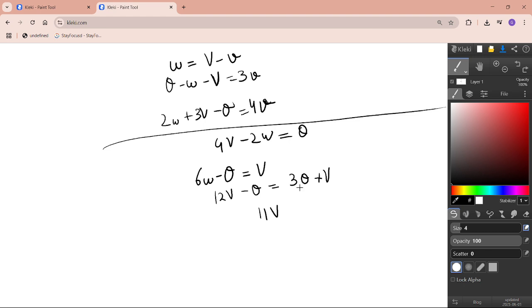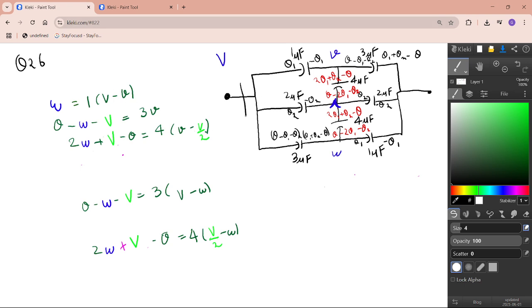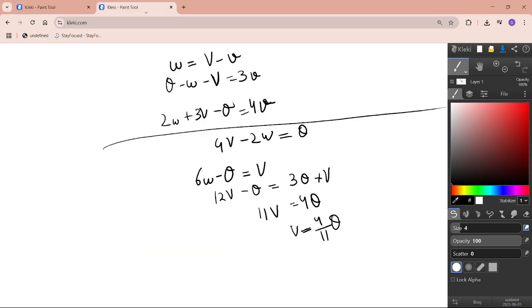11V is equal to 4Q, V is equal to 4 by 11 Q. When we are finding equivalent capacitance, of course, the potential difference between these 2 points is V, capital V. Why, you ask? The potential here we have defined as capital V. The potential here we have defined as 0. So V minus 0 is capital V.